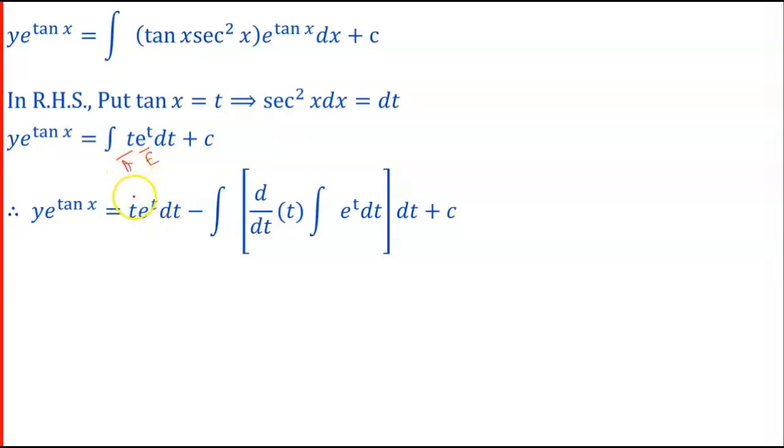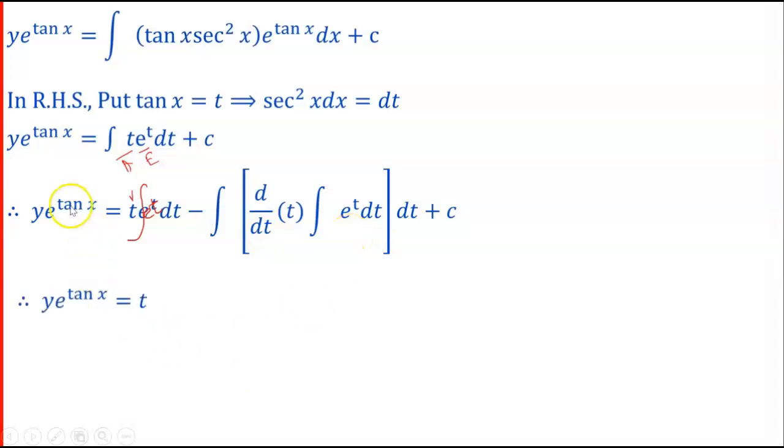Therefore, first function into integral of the second means what? Integral of e^t is e^t. Here I will write t · integral of e^t dt minus integral of (derivative of the first function into integral of the second function) dt, plus c. Now next, what is the integral of e^t? The integral of e^t is e^t, and the derivative of t is 1, and the next integral of e^t is e^t.